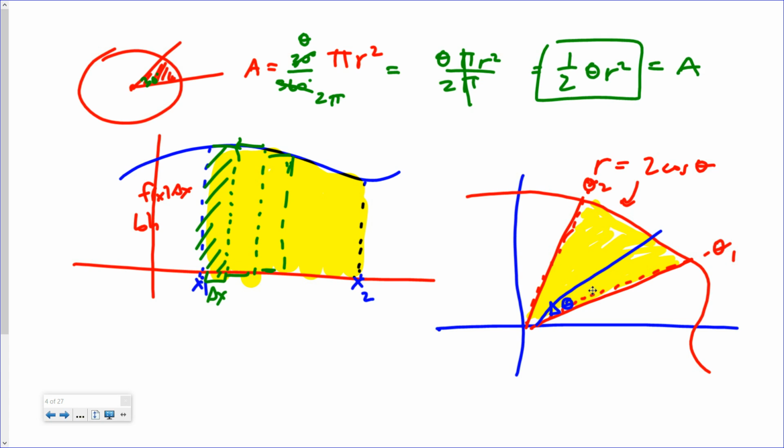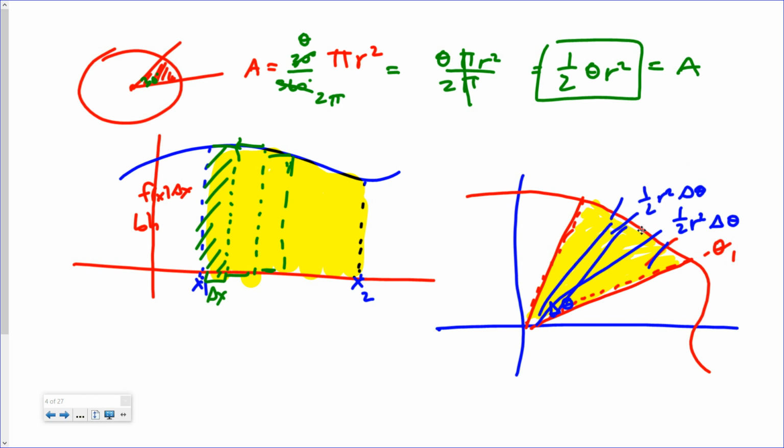So this area right here is going to be, let me do it in blue. This area right here is going to be 1/2 r squared times delta theta. Does that make sense? Because this theta here is just a delta theta. Then I'm going to add another one. I'm going to add another 1/2 r squared times delta theta. I'm going to add a whole bunch of them. Does that make sense? A whole bunch of these pie-shaped things.